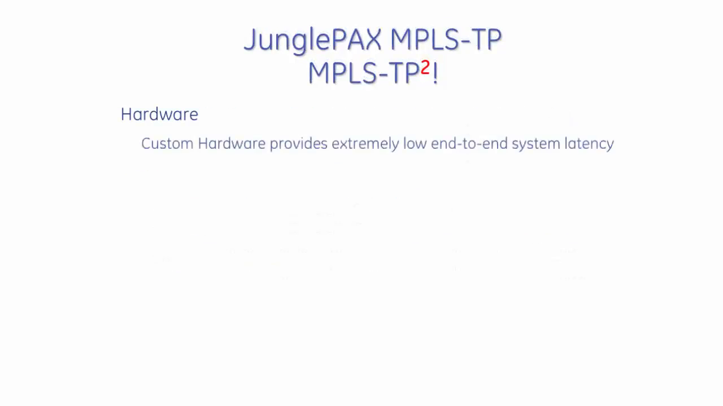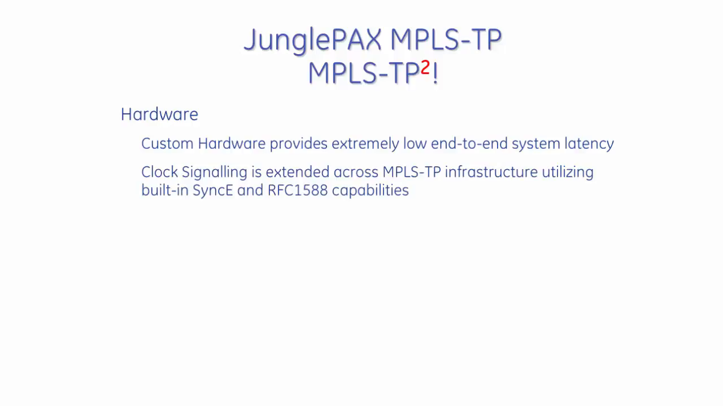GE's JunglePAX doesn't just support MPLS-TP in software. GE's JunglePAX is actually designed in hardware to be tailored to supporting the MPLS-TP environment. Customized hardware results in very, very low end-to-end system latency. Clocking features are incorporated into the GE JunglePAX solution to facilitate clock signaling extended across MPLS-TP infrastructure utilizing both built-in synchronous Ethernet and RFC 1588 capabilities.